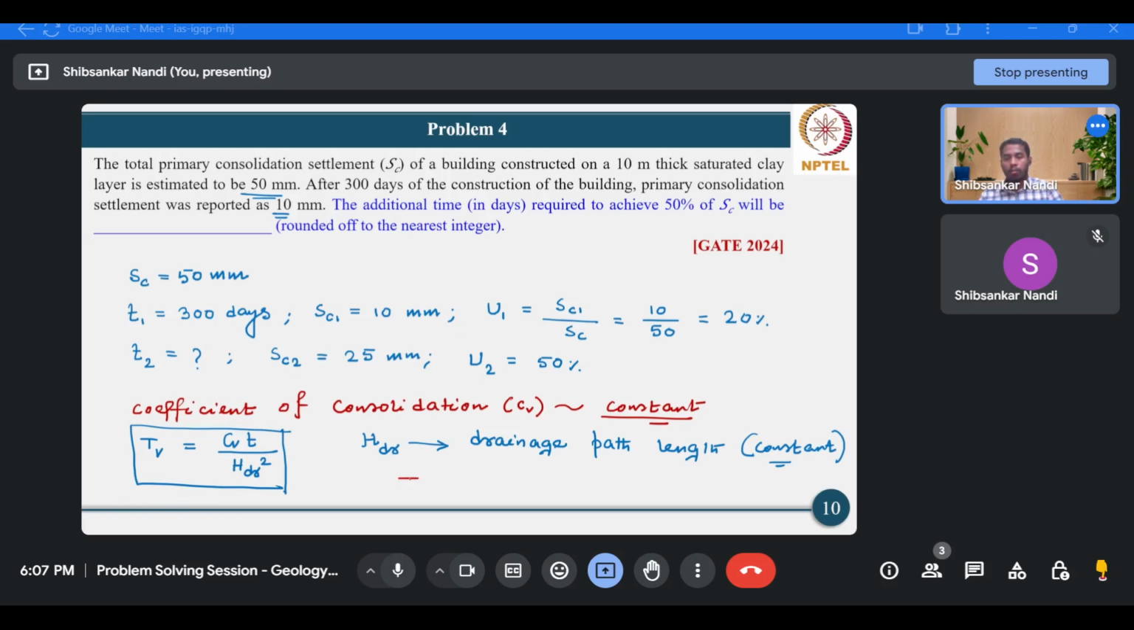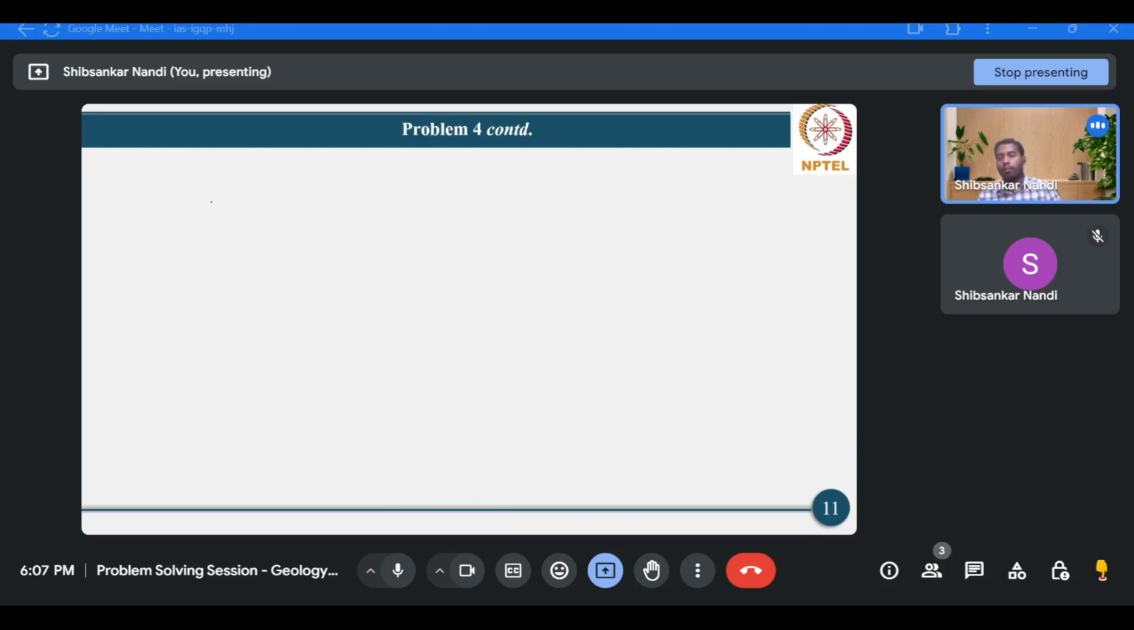So this TV we can write is proportional to the time factor is proportional to time. So therefore, if we know the time factor, we can easily determine the corresponding time. So this will be the relation that TV1 by TV2 equals T1 by T2. So if we know TV1, TV2 and T1, we can easily calculate T2 as T1 multiplied by TV2 by TV1.